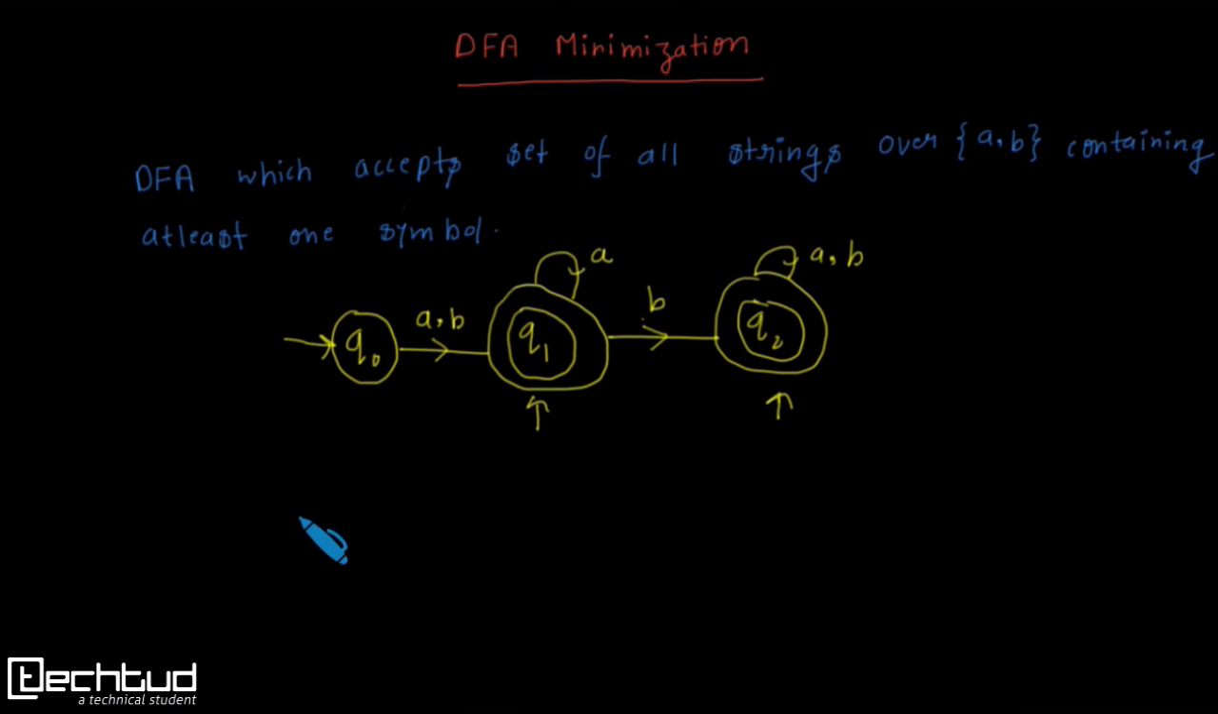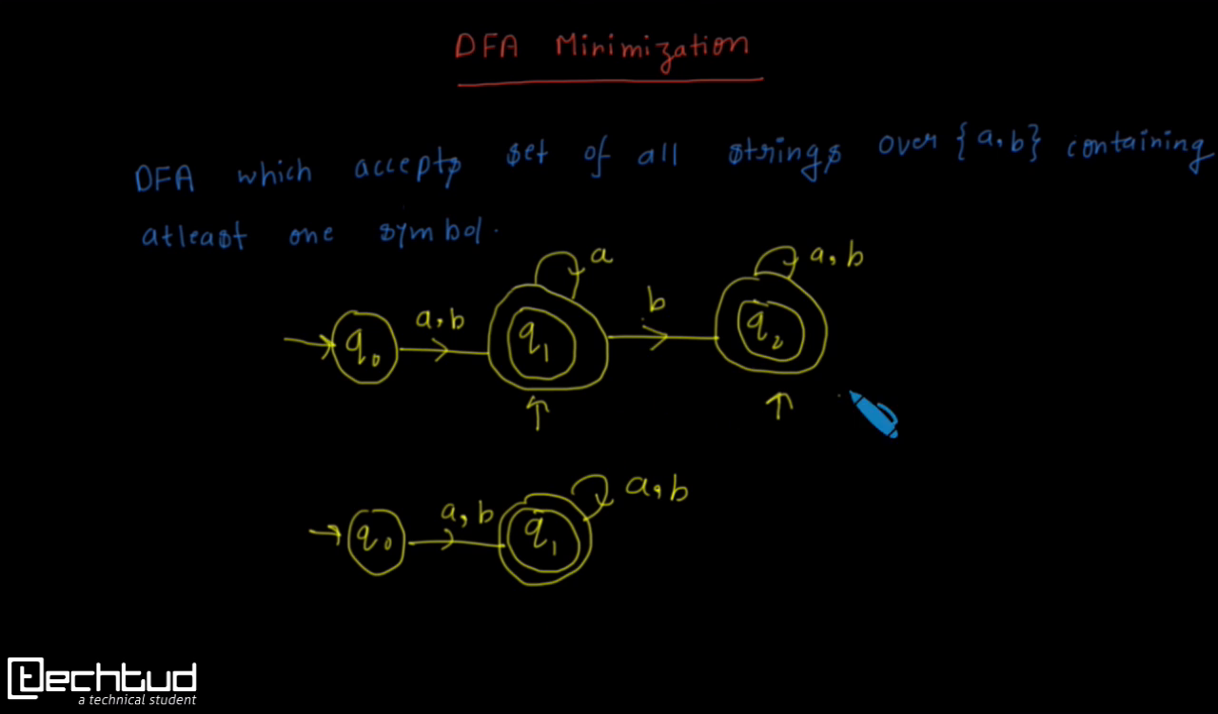You can also draw the DFA as follows: you start with Q0, you accept at least one symbol, then you can directly jump to the final state. Fine. There is no significant change between this and this DFA. Both are equivalent in nature.